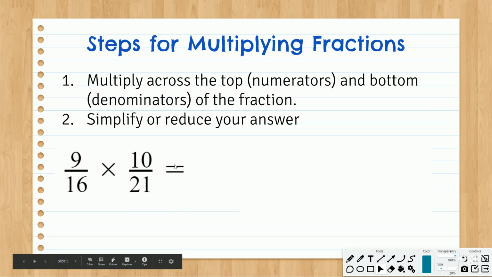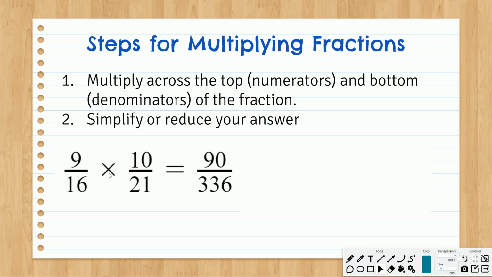So when I'm solving these, I just need to multiply 9 times 10 and 16 times 21. And if you notice, these two numbers are a little bit bigger, so it's going to be a pretty big number. But when we do multiply across that, we get 90 over 336.